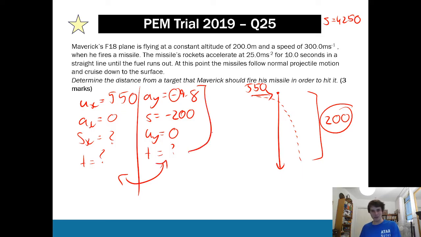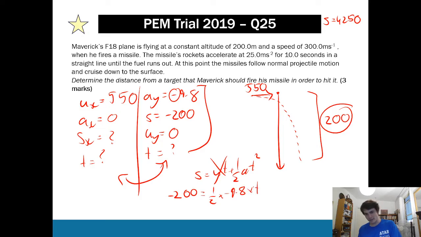So looking at all of these values here, the formula we probably want to use is s equals ut plus half at squared. Our u is equal to zero, so this term just disappears, which gives us negative 200 is equal to half times negative 9.8 times t squared. Rearrange for t, you are going to get negative 200 times 2 divided by negative 9.8 is equal to t squared. So we can square root both sides, chuck that onto your calculator.